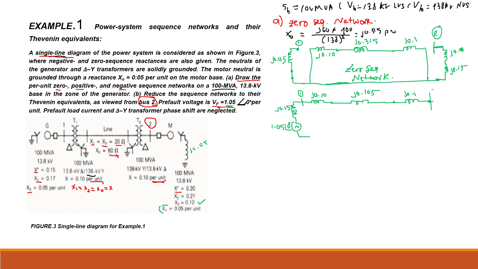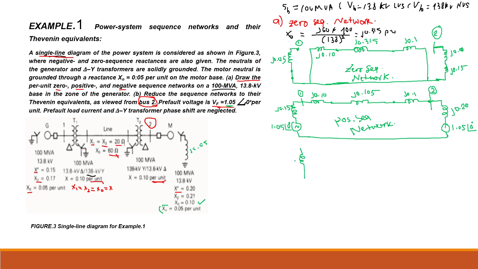Okay, this is bus bar number 2, and this is the positive sequence network of the motor. And this is equal to 0.5 per unit. This is the positive sequence network for this system. And the same we can do to draw the negative sequence network for the system.